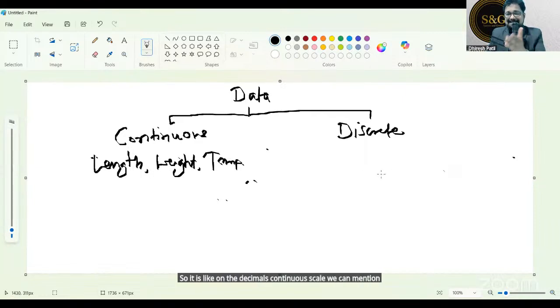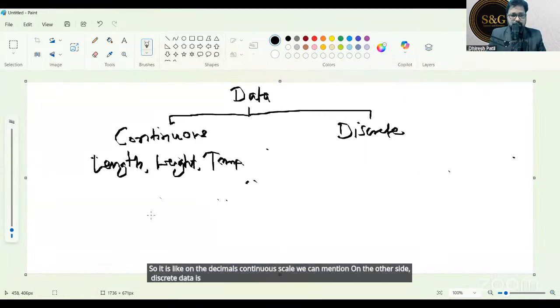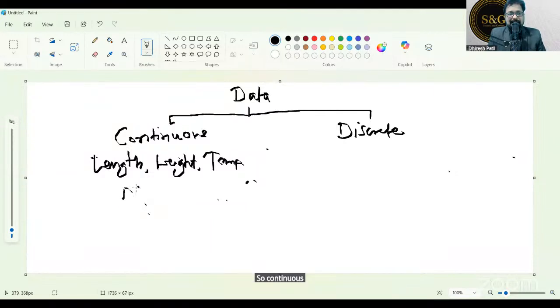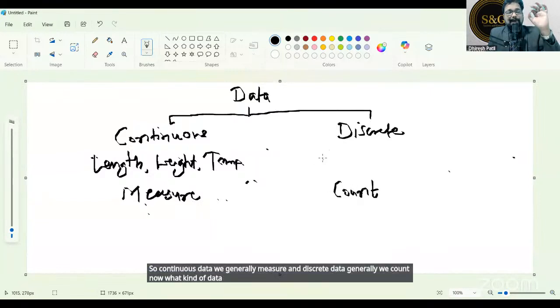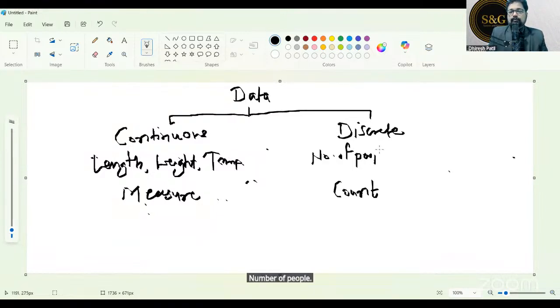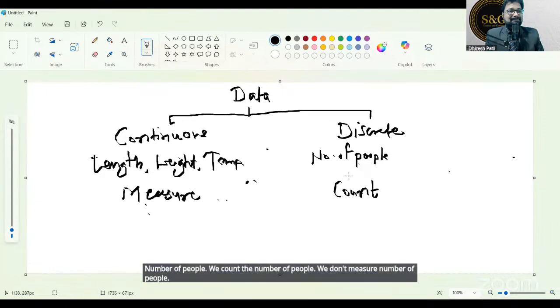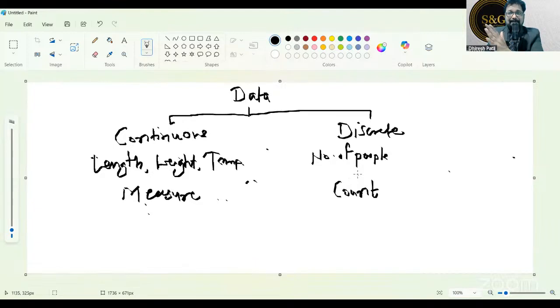On the other side, discrete data is a count data. So continuous data we generally measure and discrete data generally we count. Now what kind of data? Let's say number of people in the room. Number of people. We count number of people. We don't measure number of people. Okay. So we count number of people. Right? Number of people.